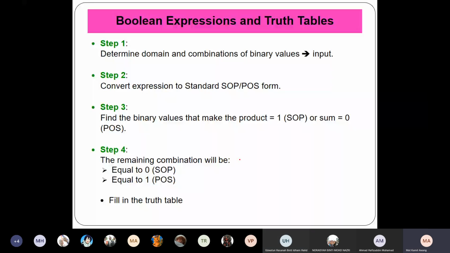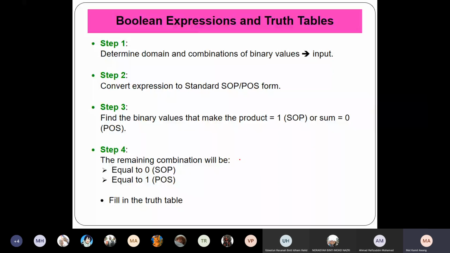The Boolean expression and truth tables. We have gone through the Boolean expression, the SOP, which is the sum of products form, and also POS, which is product of sums form, in the last lecture. And now we are going to go into how to construct the truth tables based on the Boolean expression. So when you have the Boolean expression, the first step is that you need to determine the domain of that expression.